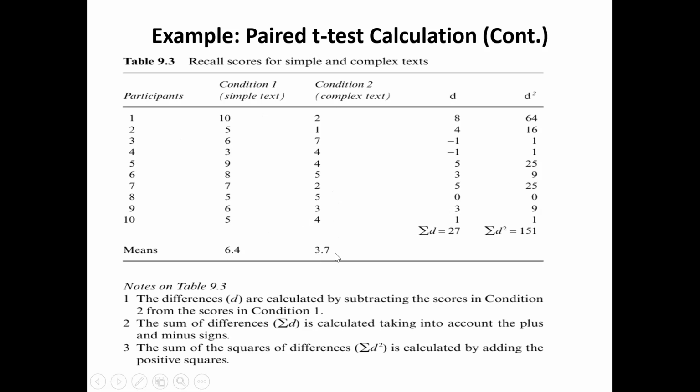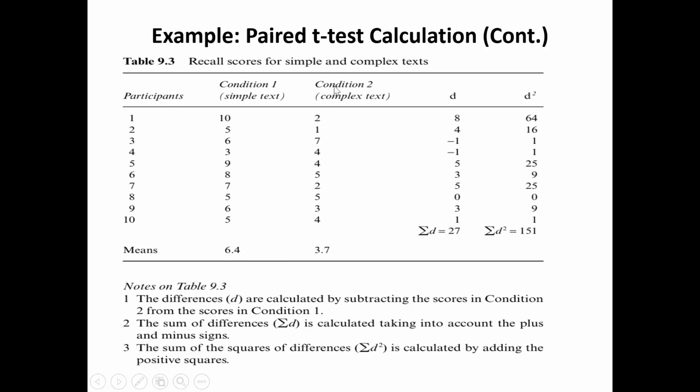Now our goal is to check whether the mean score for simple text, 6.4, and the mean score for complex text, 3.7, are significantly different. Note that to get the mean score, you add all the scores in the simple text. From what we have here, you will get 64. Then when you divide it by the number of participants, you will get 6.4. That's a simple way to obtain the mean.